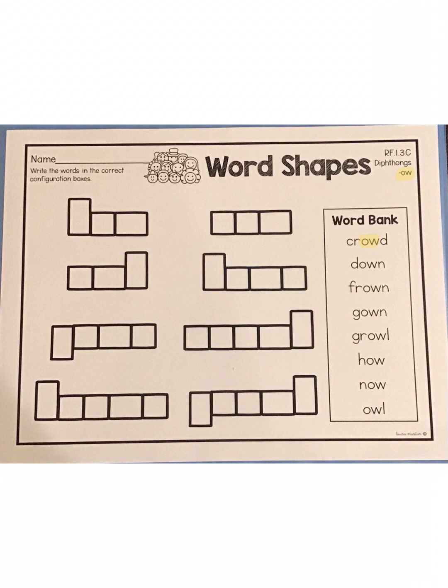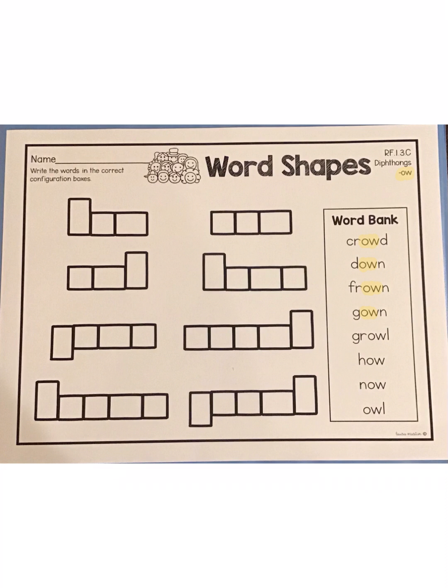D-ow, down. Then we have frown. F-ow, frown. Our next word is gown. G-ow, gown. A gown is like a fancy dress.